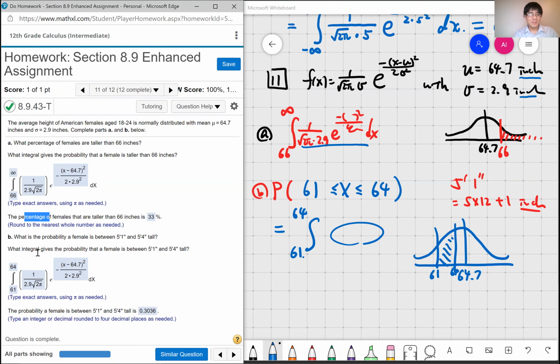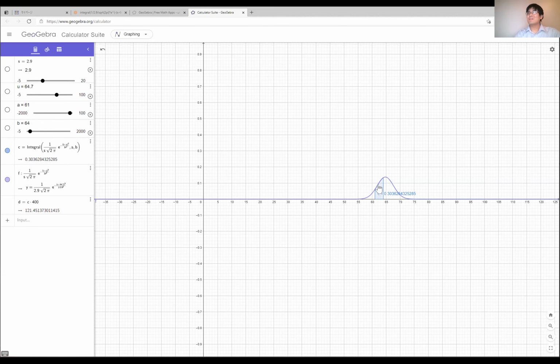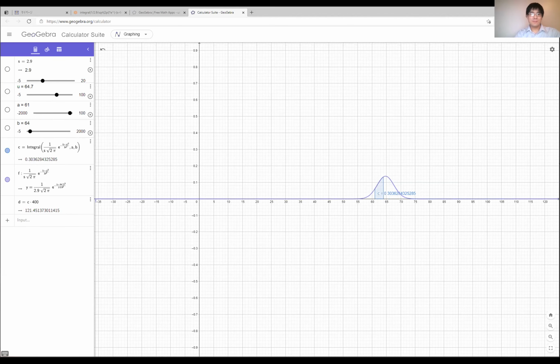The previous one asked for a percentage, but this one asks for a probability, and it is 0.3036 after using a calculator. So let me show you with the calculator. Everything in the setting is the same, but the lower limit is 61 and the upper limit is 64. And you get 30.36%. You see the area here. So that's what we just found.